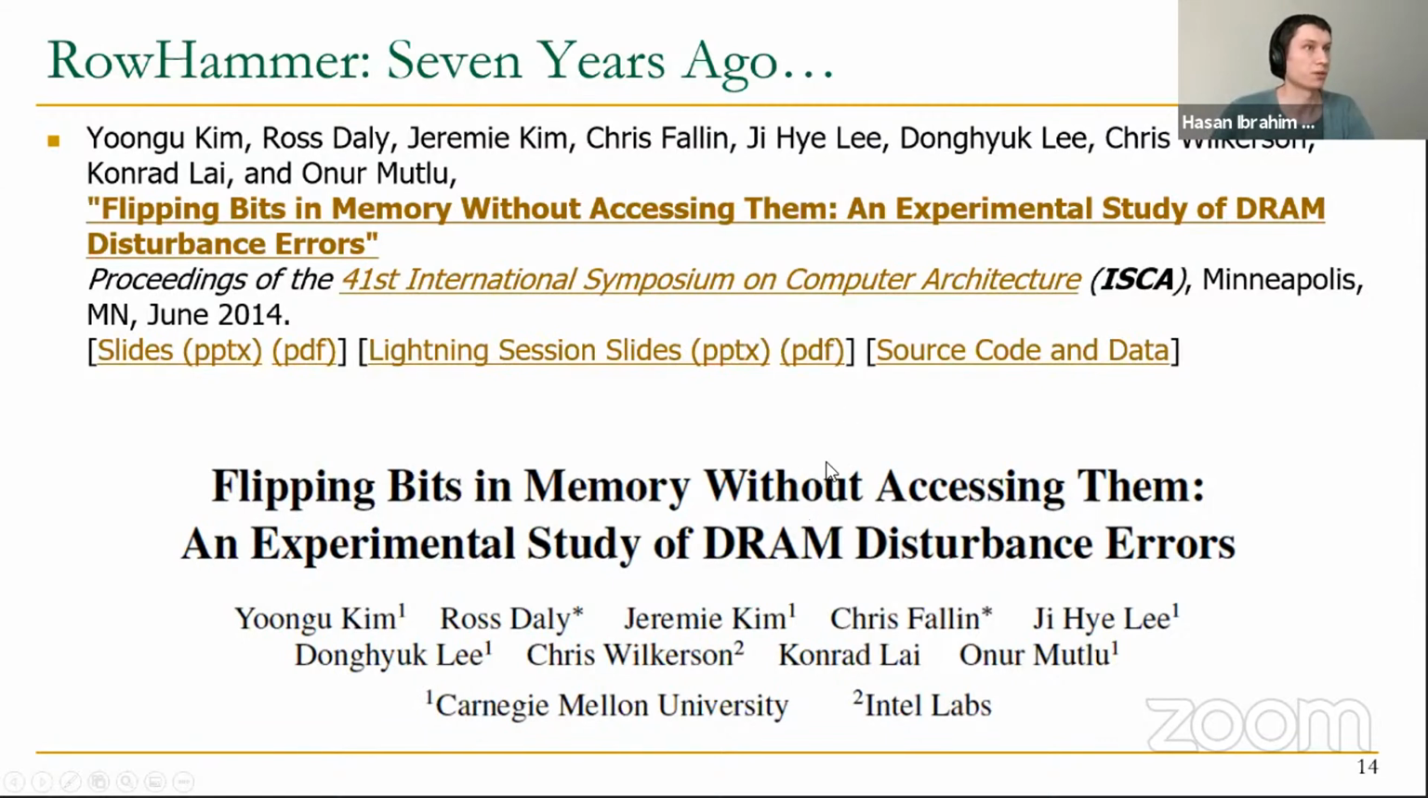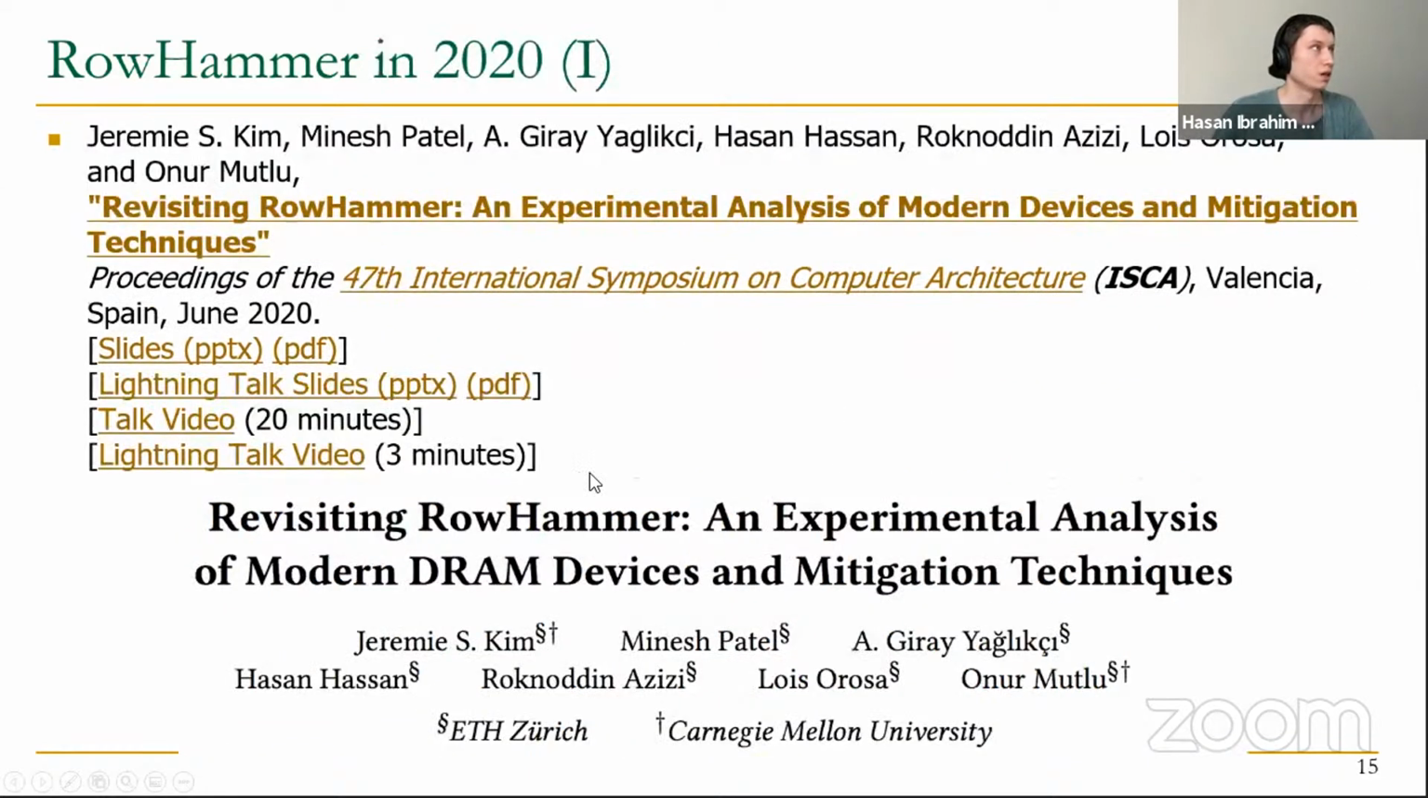And this was the paper that was published in 2014. And later, last year, we revisited the RowHammer problem and analyzed new devices, more recent DRAM devices, and showed that the RowHammer problem is getting even more serious, meaning that DRAM devices are getting more vulnerable to RowHammer.